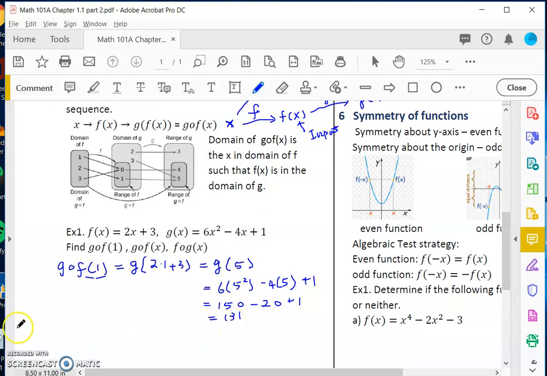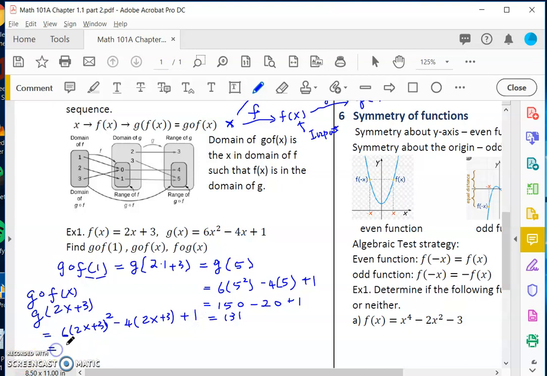What's the next one? I also want to do GOF of x. Don't have enough space here. GOF of x. So now I don't have a number, but I have f of x. f of x is what? Is this whole thing. So I would write g of 2x plus 3. That means this whole formula is now going to be input into g. So I would do 6 times (2x plus 3) squared minus 4. That's the input, 2x plus 3. Not just 2x, but 2x plus 3, and then plus 1.